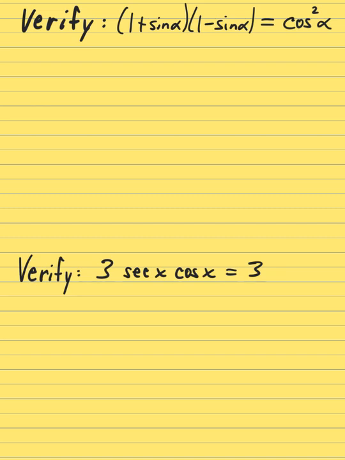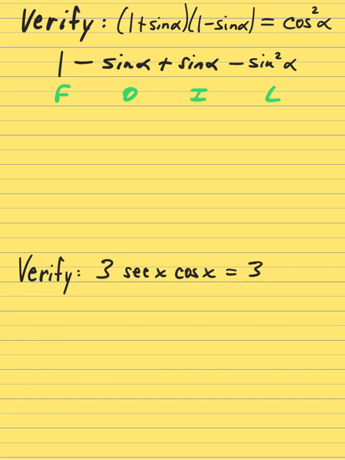In this example, the more difficult side, 1 plus sine alpha times 1 minus sine alpha, we can multiply that with the FOIL method. First times first, outside, inside, last, and I can put the letters in here. That'll help guide us on where we've been. So that was first, outer, inside, last.